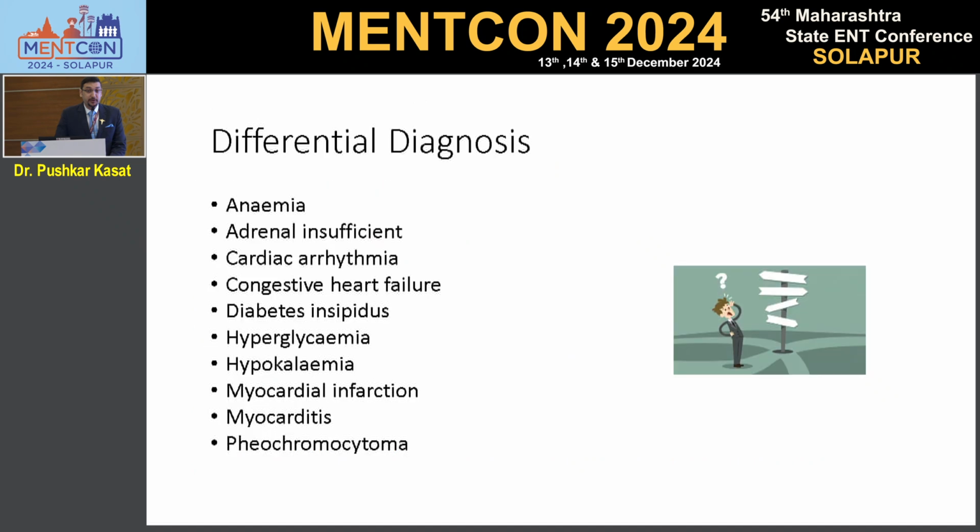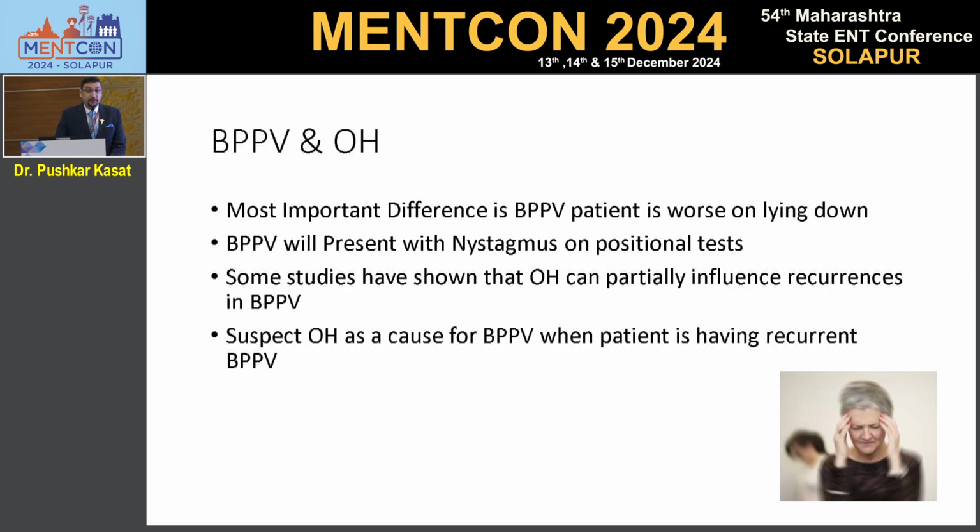These are various differential diagnoses which have to be kept in mind. There is a correlation between BPPV and orthostatic hypotension. The most important difference is that whenever a patient comes with BPPV, he will tell that he is worse on lying down. That is usually the case. The patient will tell, whenever I try to lie down, I am feeling worse. But a patient with orthostatic hypotension usually tells that he feels better when he is lying down. BPPV will present with nystagmus on positional test, which Dr. Srinivas has already described very beautifully.